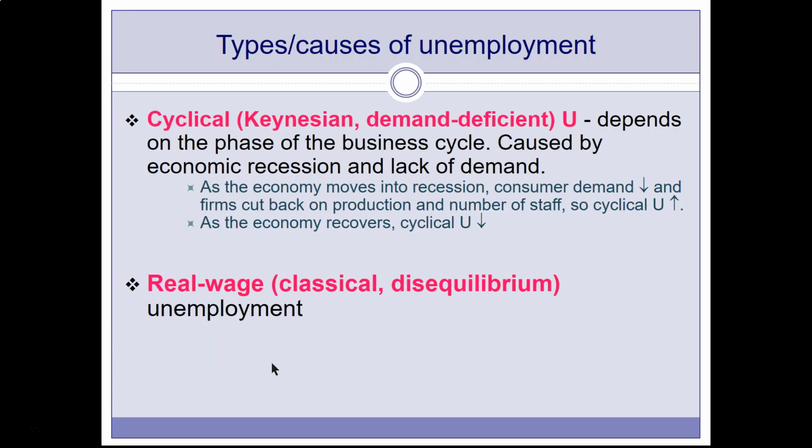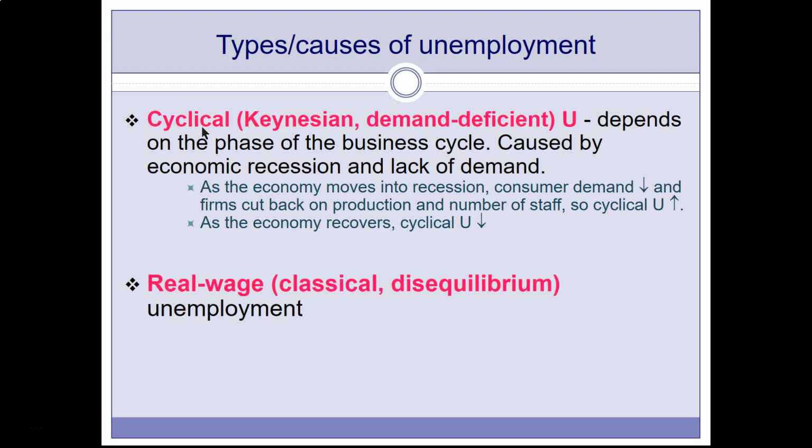So we've covered the natural unemployment rate, which is an okay unemployment rate. There is nothing wrong with natural unemployment. However, there are some other bad types of unemployment, and this will include cyclical and so-called real wage or disequilibrium unemployment. Let's have a look at them.